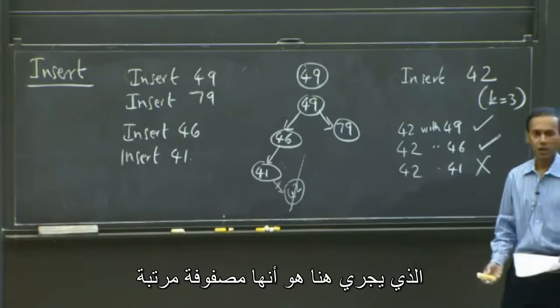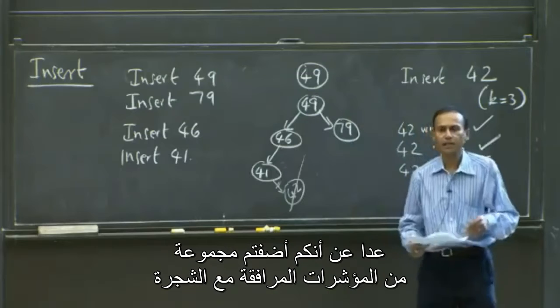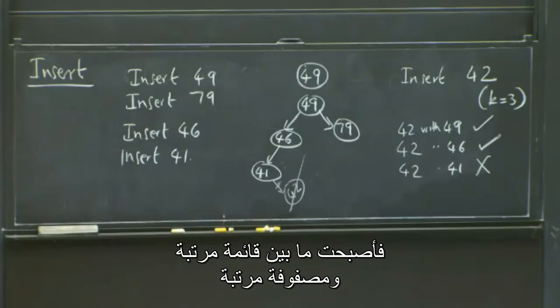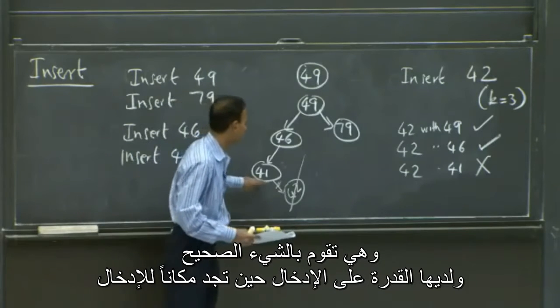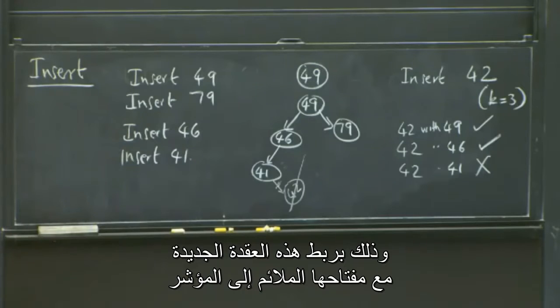All right? So what's happened here is it's basically a sorted array, except that you've added a bunch of pointers associated with the tree. And so it's somewhere between a sorted list and a sorted array. And it does exactly the right thing with respect to being able to insert. Once you've found the place to insert, it's merely attaching this particular new node with its appropriate key to the pointer. All right?